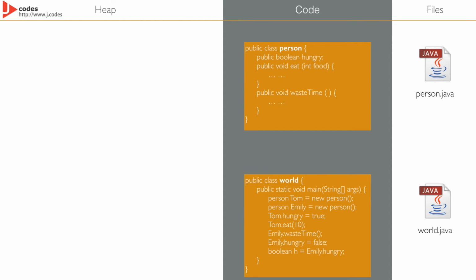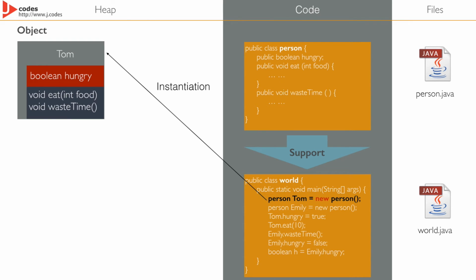We also have a second file called world.java, which contains the class world. There is one main method inside of the class world. Now we are going to go over the procedure for the main method. The first step is person Tom equals new person. What it actually does is, using class person as a template, it creates an object called Tom. This process is called instantiation.